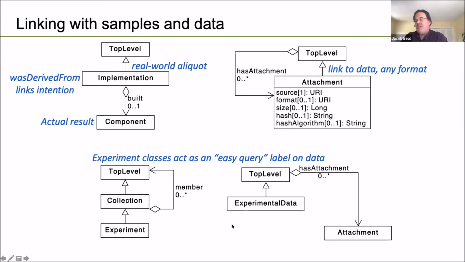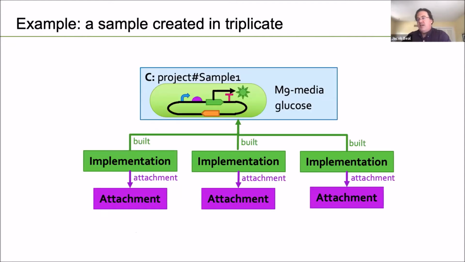Experiment classes are really just sort of hooks for making it easy to collect up associated collections of attachments. And attachments are links to data in a format. An attachment is what you use for pointing to a data frame or a flow cytometry file or a microscopy image or a model descriptor for Cello. So here's an example of how we use them.